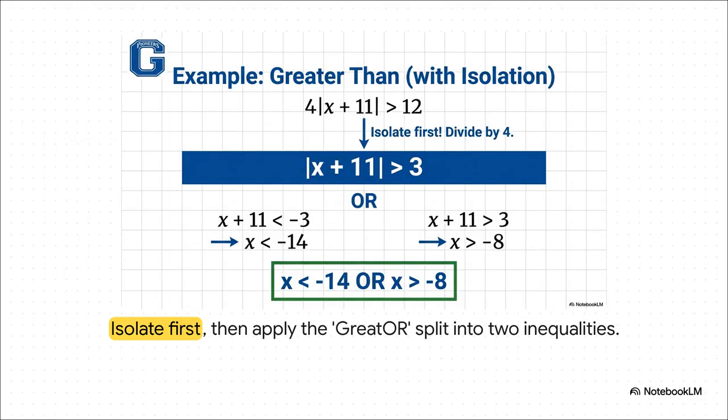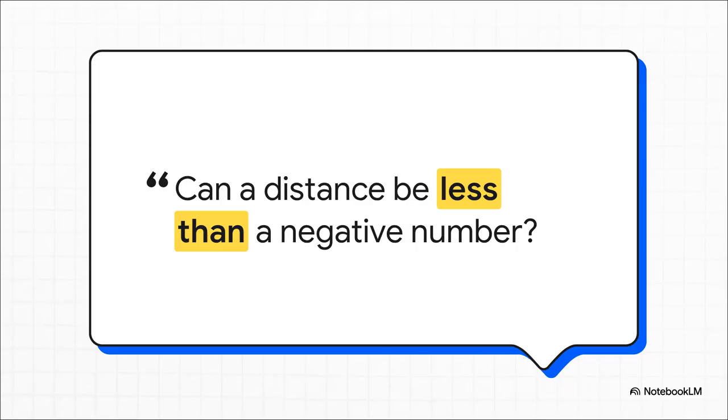And here we have a great-or problem. So what's the very first step we always take? You got it, isolate. We have to get rid of that 4 out front by dividing both sides. Now we have the absolute value greater than 3. Okay, now we apply our split rule. We write our two separate inequalities. One is less than -3, or the other is greater than 3, and we just solve each one on its own.